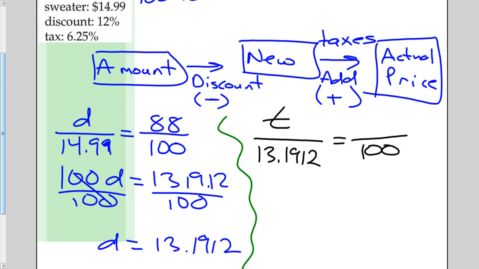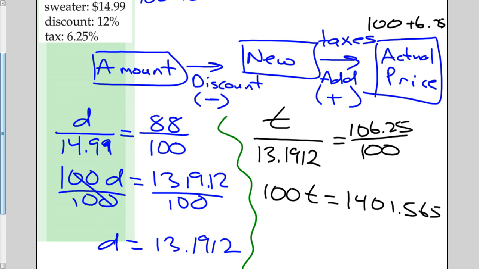And now the percentage, well, I'm adding taxes to what I'm talking about. So I'm going to take 100, and I'm going to add the 6.25, and that'll give me 106.25. And so what I'm doing is I'm finding the final price after I add taxes and after I've already discounted my original. Now I have my proportion. I do the same exact thing. So I have 100t is equal to 106.25 times 13.1912.